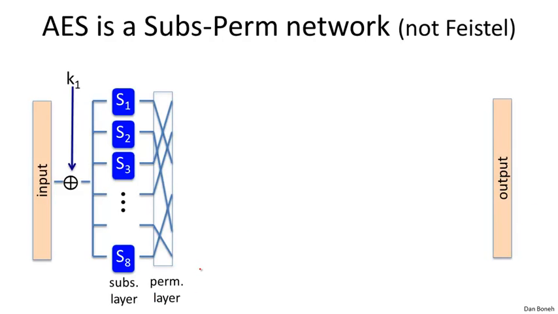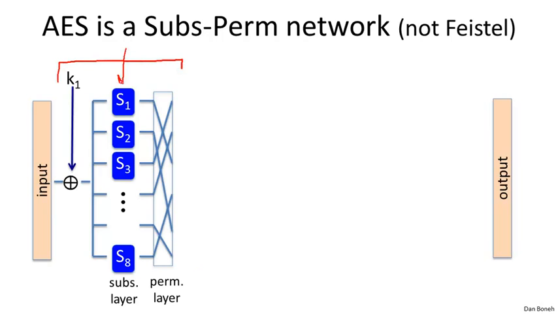Now AES is built as what's called a substitution permutation network. It's not a Feistel network. Remember that in a Feistel network, half the bits were unchanged from round to round. In a substitution permutation network, all the bits are changed in every round, and the network works as follows. Here we have the first round of the substitution permutation network, where the first thing we do is XOR the current state with the round key, in this case the first round key.